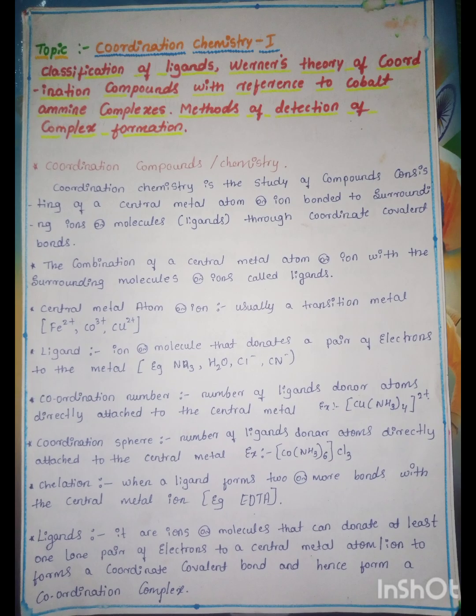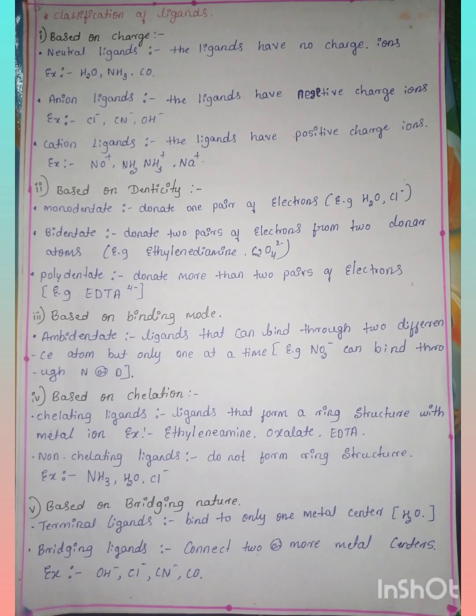So we discuss how to classify the ligands. Ligands are classified into many types, for example, based on charge, based on denticity, based on binding mode, based on chelation, and based on bridging nature. So first we discuss based on charge. Based on charge there are three types: neutral ligands, anion ligands, and cation ligands.